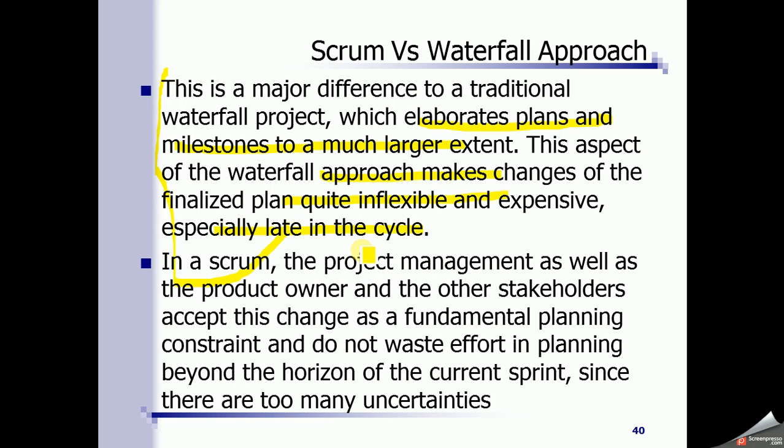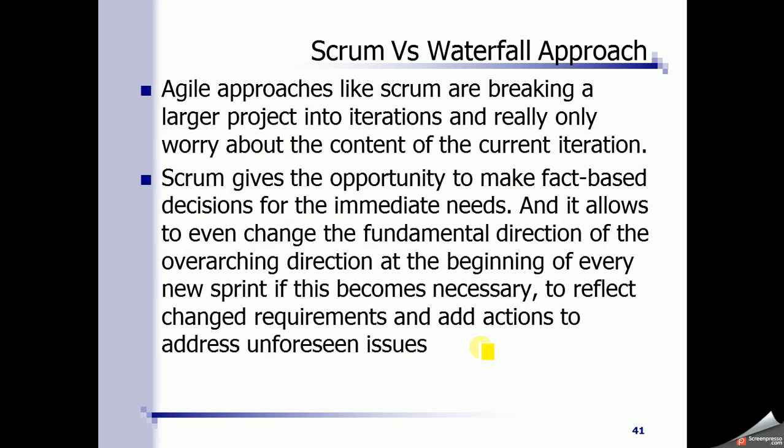In Scrum, the project management as well as the product owner and other stakeholders accept this change as a fundamental planning constraint and try not to waste effort in planning beyond the horizon of the current sprint, right? So in the Scrum approach, we take it as a basic constraint that we cannot make a complete plan. So just focus on the current sprint. There are too many uncertainties. We should not focus on long-term plan.